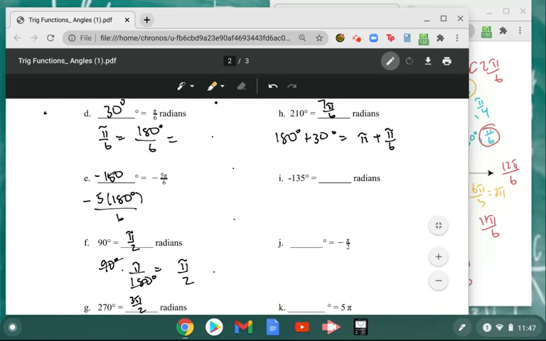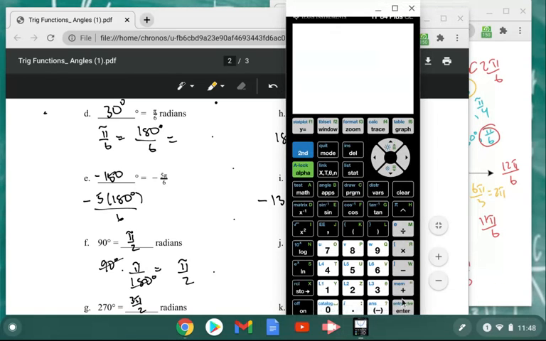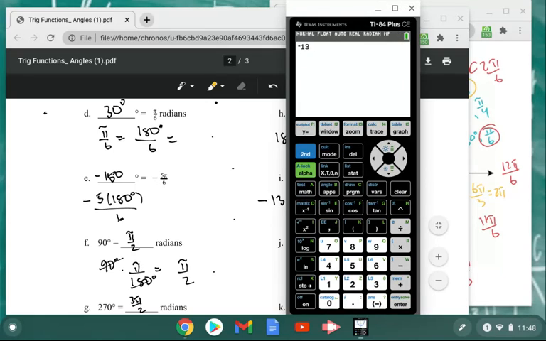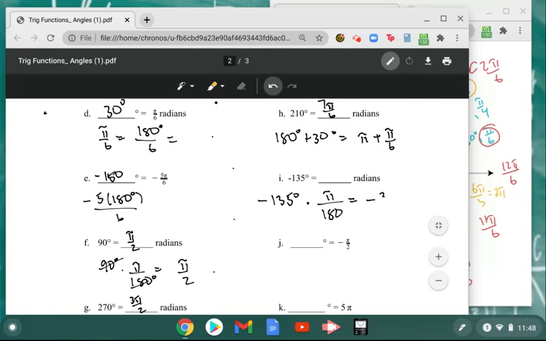So negative 135 degrees in radians. I'm going to go back and do this one using our conversion. Whoops, it's 135 degrees, not 130. So 135. I want to get rid of degrees. I want radians. And I'm going to go ahead and just put that right into my calculator and do a convert to fraction. So I'm going to do negative 135 divided by 180. And I want to convert to fraction. So math, convert to fraction, enter, and I get 3/4. So I'm at negative 3 pi fourths. So this is negative 3/4 pi, or negative 3 pi fourths.